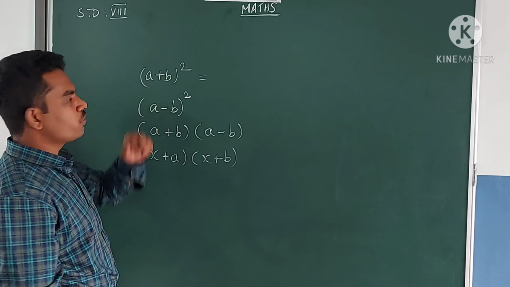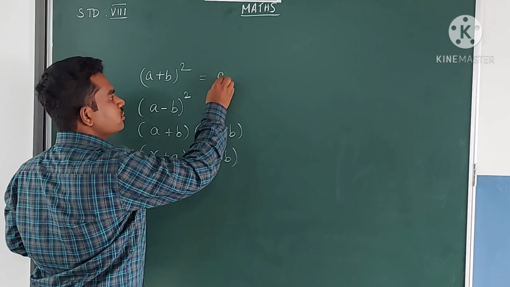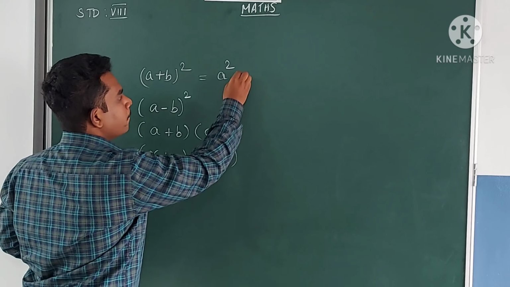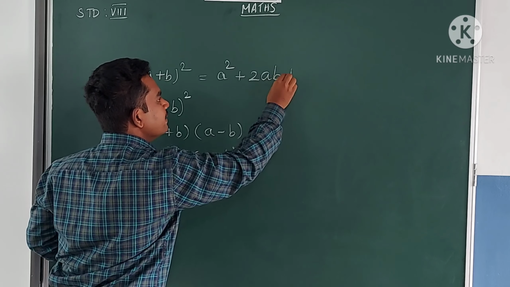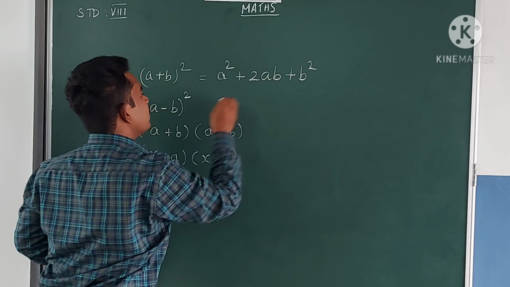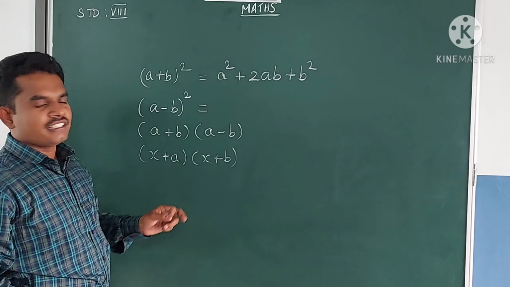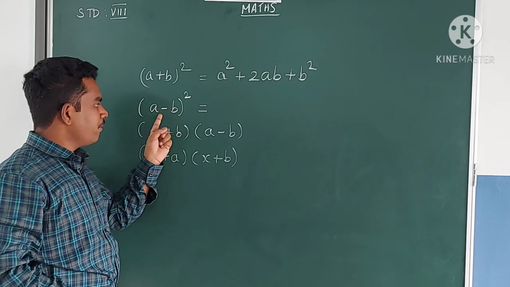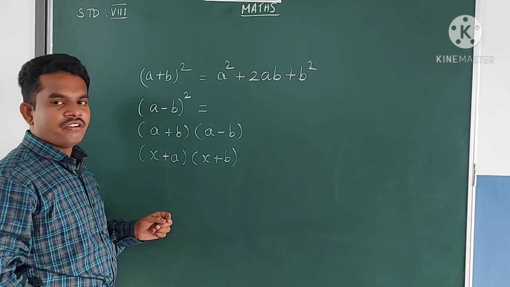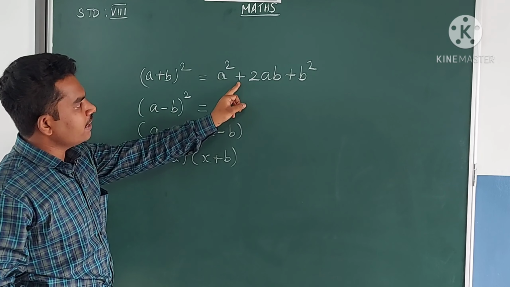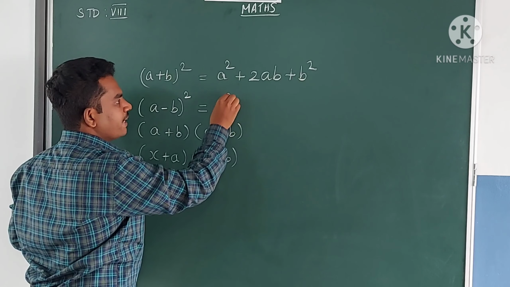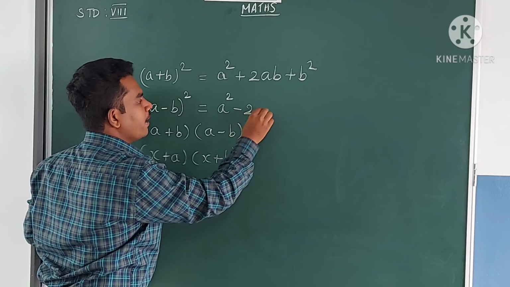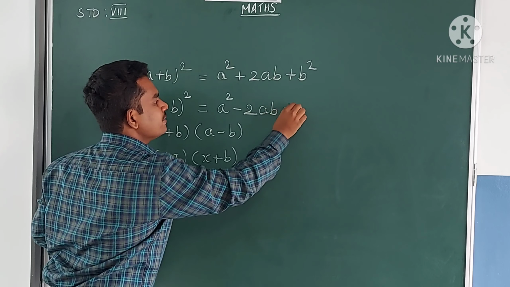A plus b the whole square equal to what? A square plus 2ab plus b square. Next, only one change in the a minus b the whole square. Where? Here the minus 2ab term. A square minus 2ab plus b square.